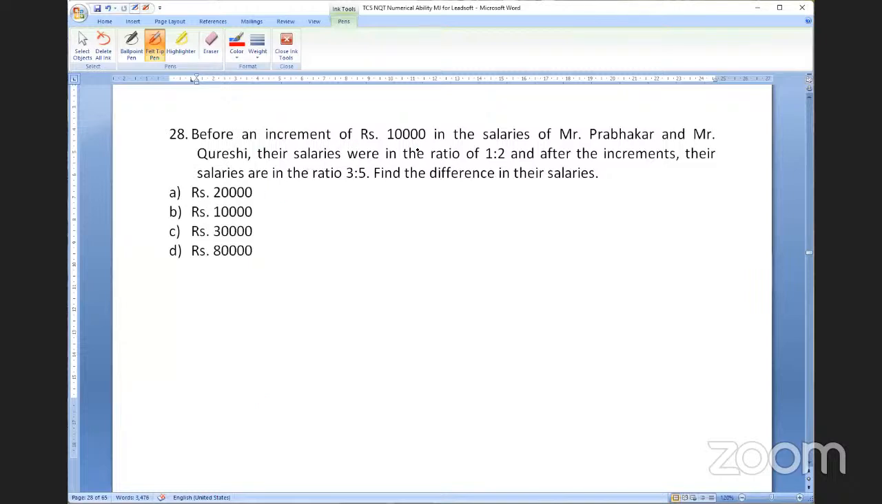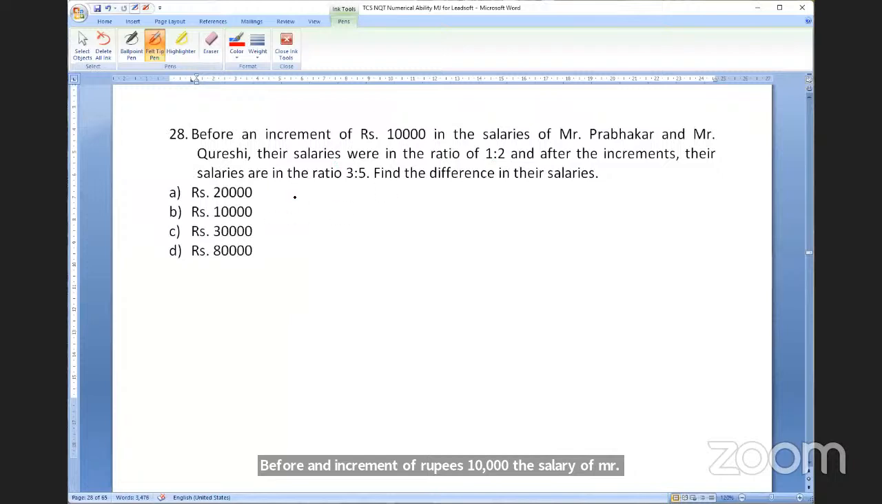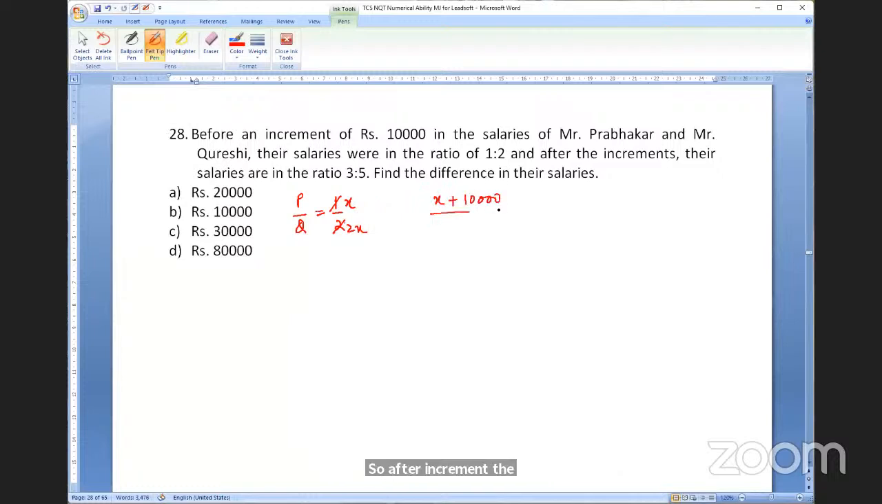Before an increment of rupees 10,000 in the salary of Mr. Pravakar and Mr. Qureshi, their salary were in the ratio 1:2. So salary of P by Q is 1/2. Let's make it X and 2X. So after increment, the ratio should be X plus 10,000 upon 2X plus 10,000. And that is given as 3:5. We need to find the value of X and the answer should follow.